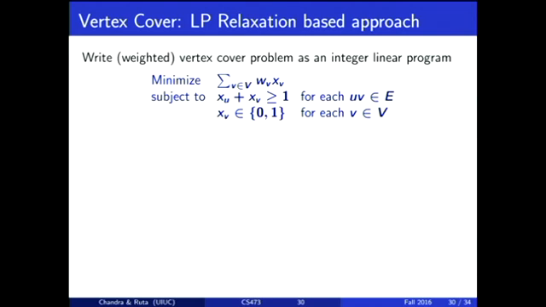We want to make sure that for every edge uv, at least one of the endpoints is taken, right? So xu plus xv is greater than or equal to 1, right? And then we want to minimize the weight of the vertices we pick, right? So we want to minimize the sum over v belonging to capital V of wv times xv, right?